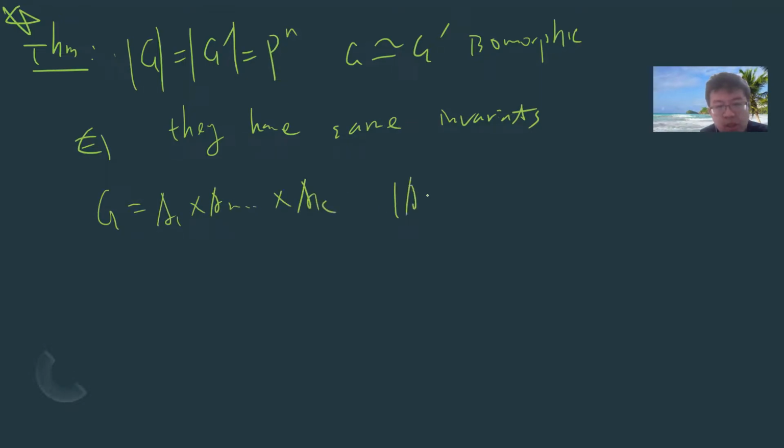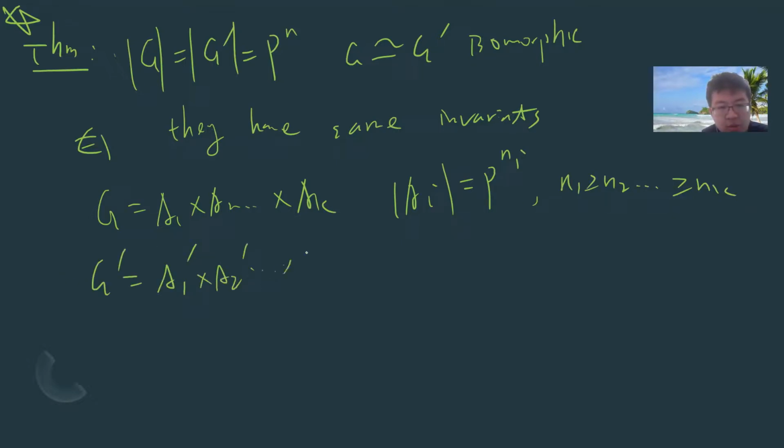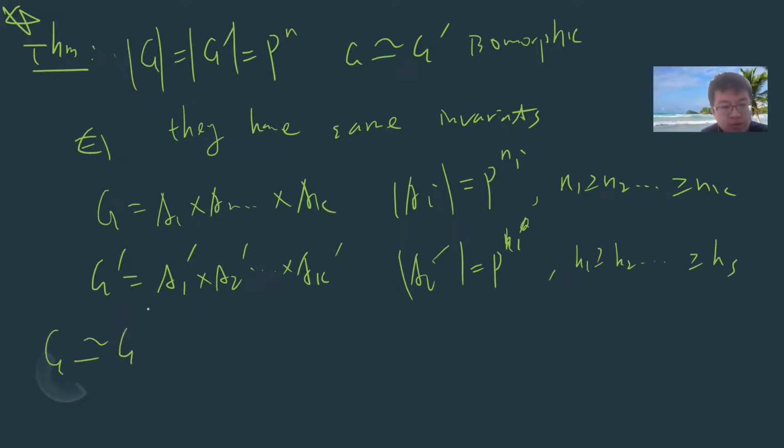What I'm saying is that you can write G as A1 cross A2 cross up to Ak, where each Ai has prime power order p to the ni, and I can write n1 greater than or equal to n2 up to greater than or equal to nk. For G prime, I can also do the same separation. Let's say this is p to the ni prime, so let me use h1, h2 up to hs. G is isomorphic to G prime if and only if ni equals hi and k equals s.